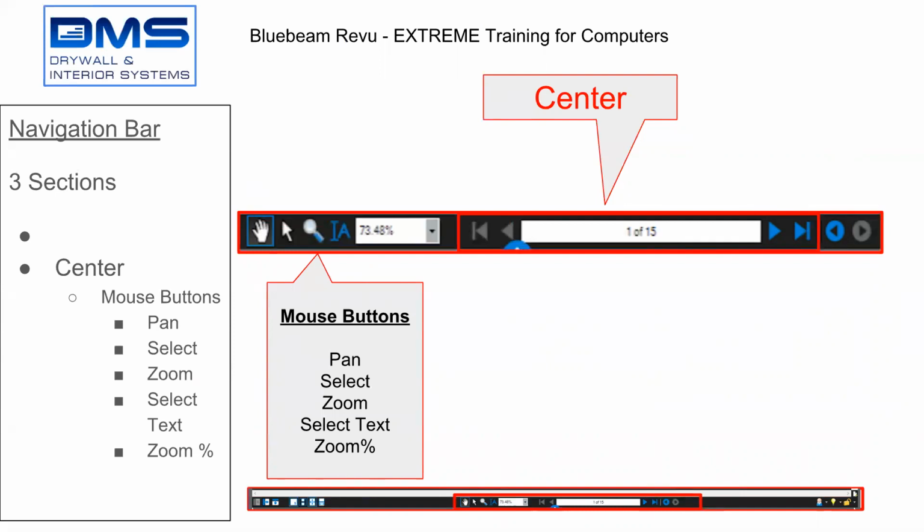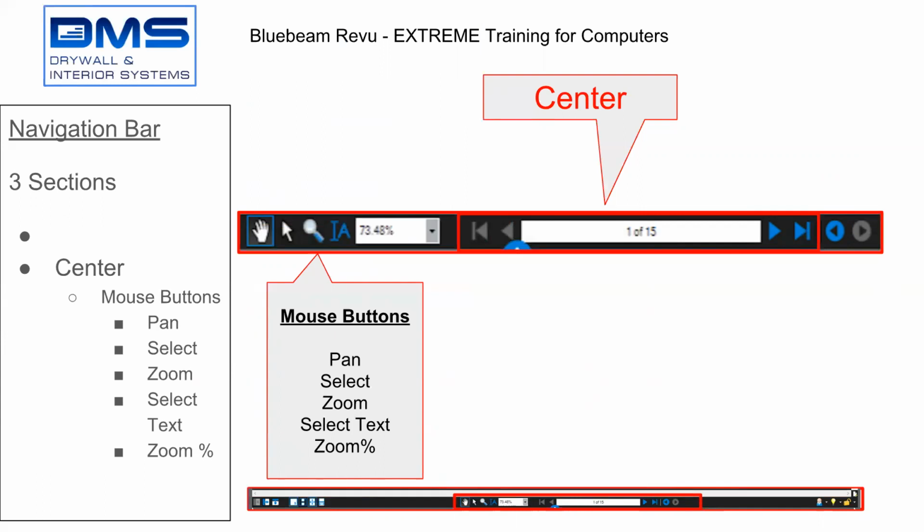There's a zoom button. You can click zoom, highlight the area you want, and it will zoom into that size. And then there's select text. You can press select text if you want to highlight certain words. You can do spell check and highlight those words, add bubbles or add markups to them using the select text tool. The window beside it is the zoom percentage. So whatever you're zoomed in at, it will tell you what that is.